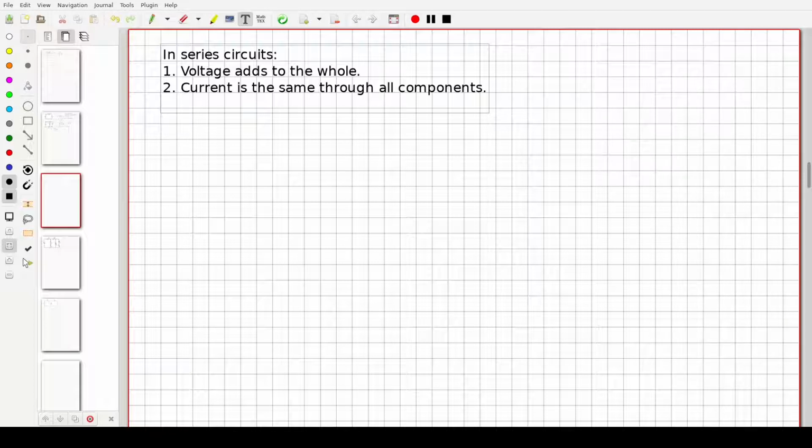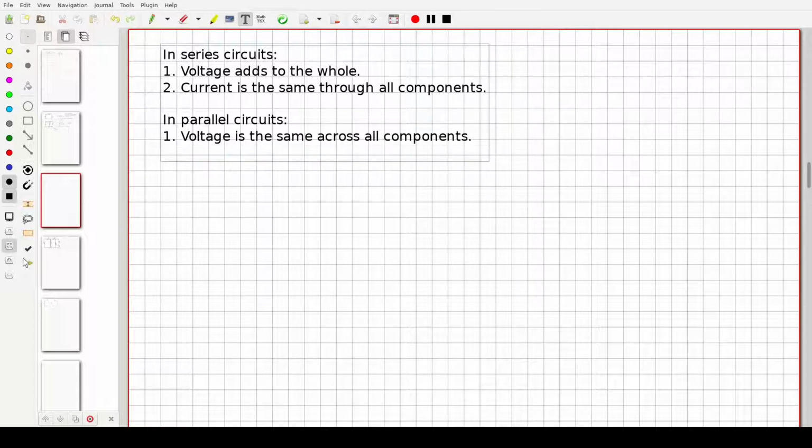Now, we also can say things about resistors and capacitors, but I'm not going to do that here. Okay, these are strictly going to be laws of voltage and current for right now. Now, in a parallel circuit, we know that the voltage is the same across all components. And it's the same as the source voltage.